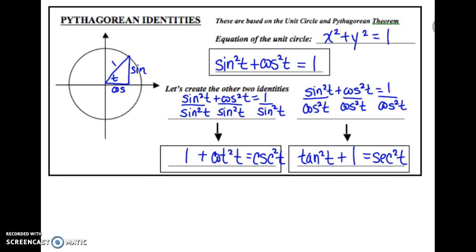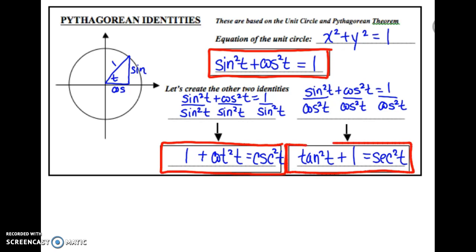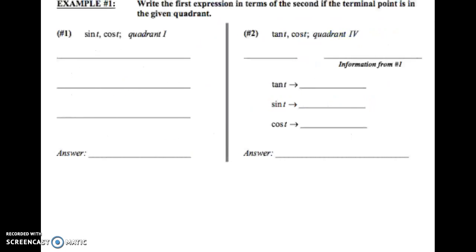These three Pythagorean identities are going to be our friends in chapter 5, 6, and especially chapter 7. Okay? You don't have to memorize them. It's great if you do, but if you can remember sine squared t plus cosine squared t equals 1, you can always derive the other two by either dividing by sine squared t or dividing by cosine squared t. So now let's look at examples of where we can use this information.